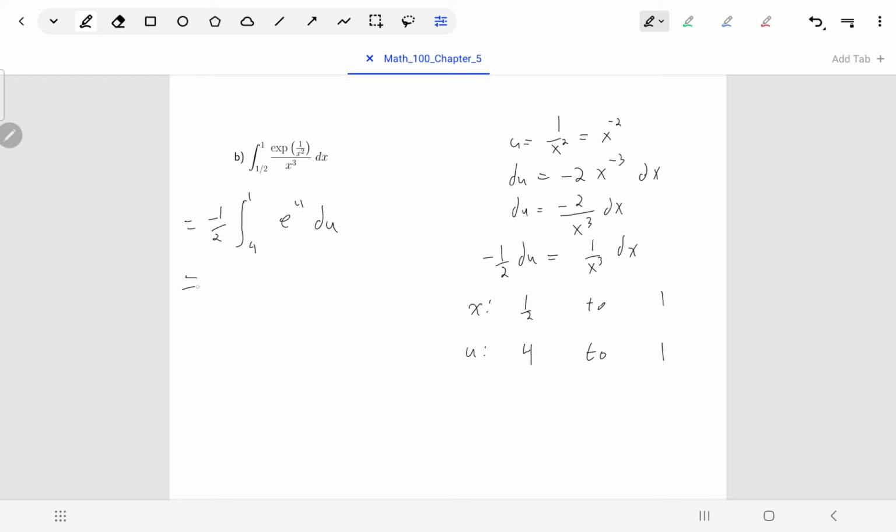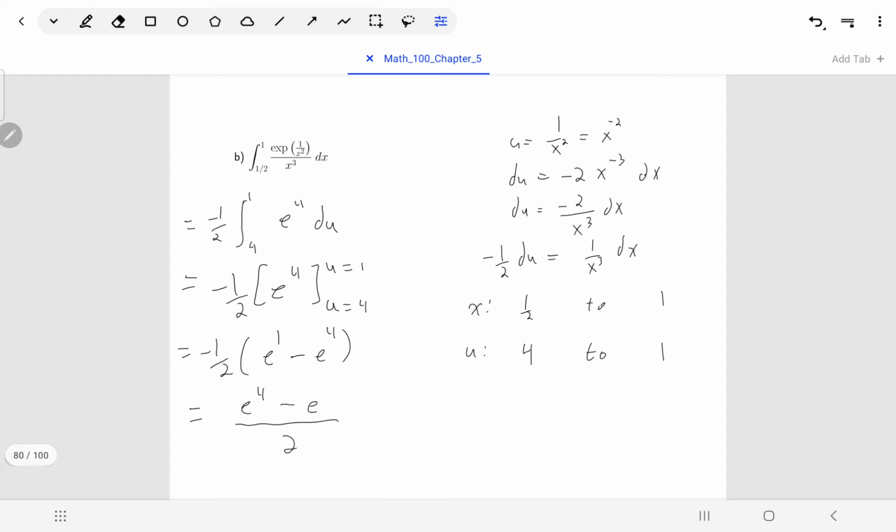I can find my definite integral very easily because e to the u, its integral is e to the u. And I just have to evaluate e to the u going from u being 4 to u being 1. And I'll just evaluate as I always do with my top limit first, so e to the 1 minus my bottom limit, which is e to the 4. And then after I clean this up, if I were to multiply that negative and the half in, you'd have a positive e to the 4 and a minus e to the 1. So we'd have e to the 4 minus e to the 1 all over 2.